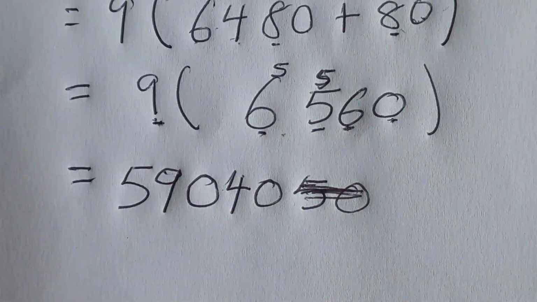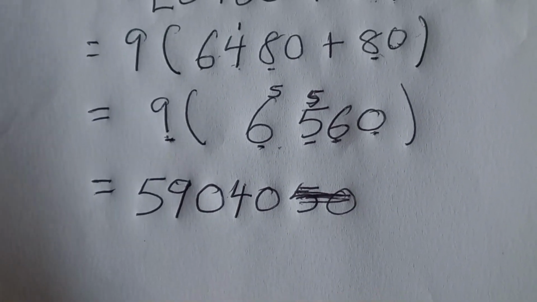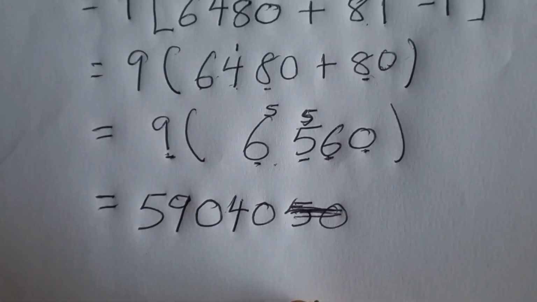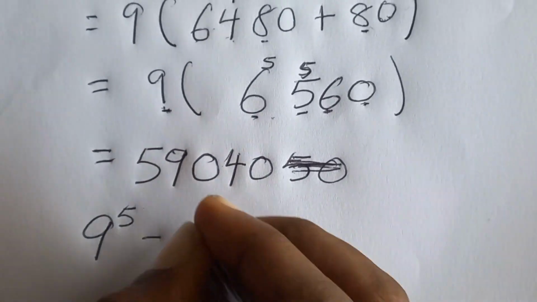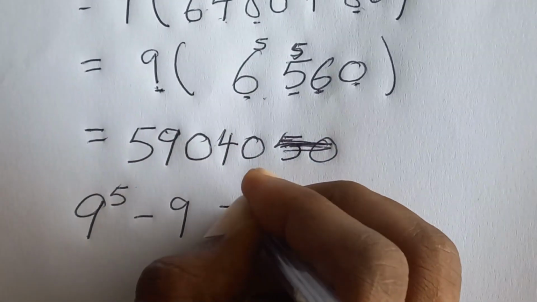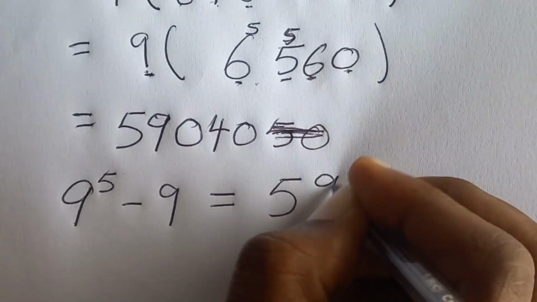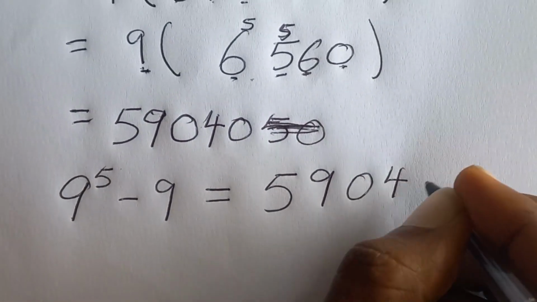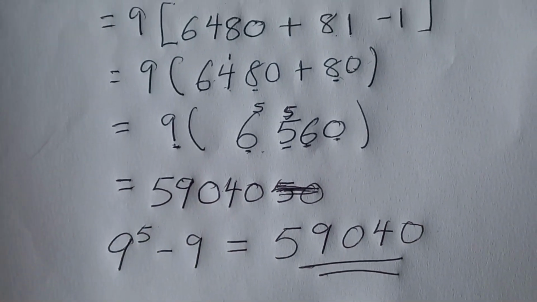So in this case, our final answer for 9 exponent 5 minus 9 is equal to 59040. So this is our answer for this expression.